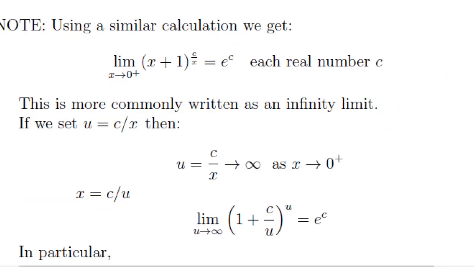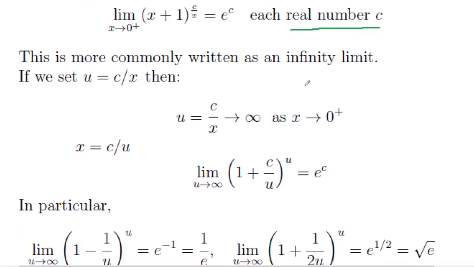A couple of things worth mentioning with regard to this problem. If I replace 1 over x with c over x, where c is any real number, I'll get the same answer, same calculation, same answer. And secondly, this limit has a more common form as something goes to infinity rather than 0. Let me explain, because that's kind of interesting, and you see it more often in textbooks as well as in applications.